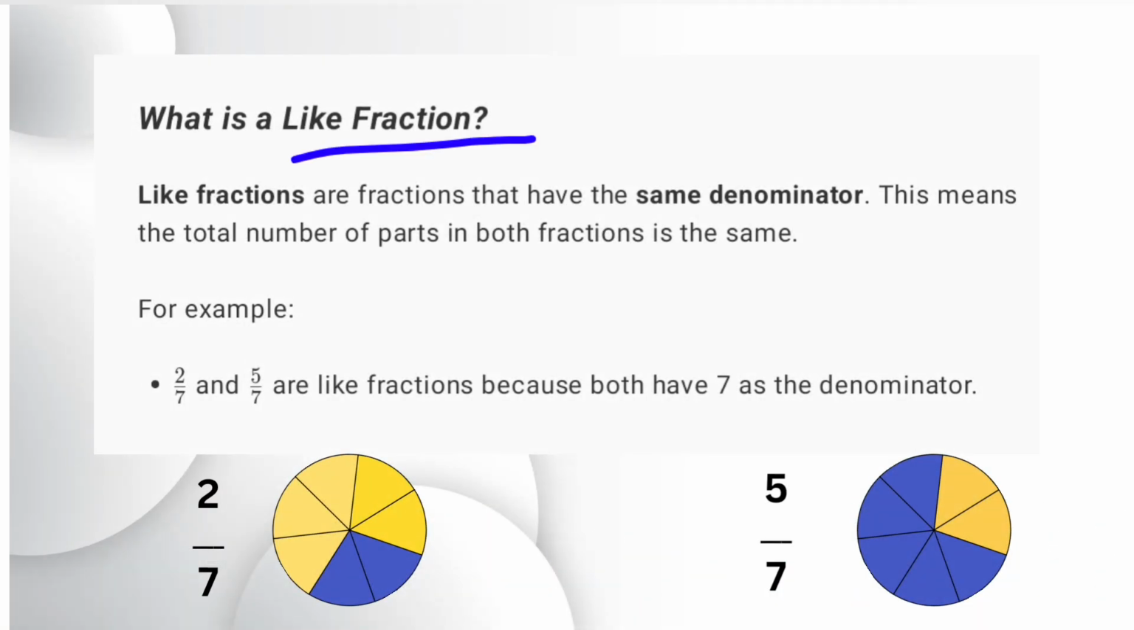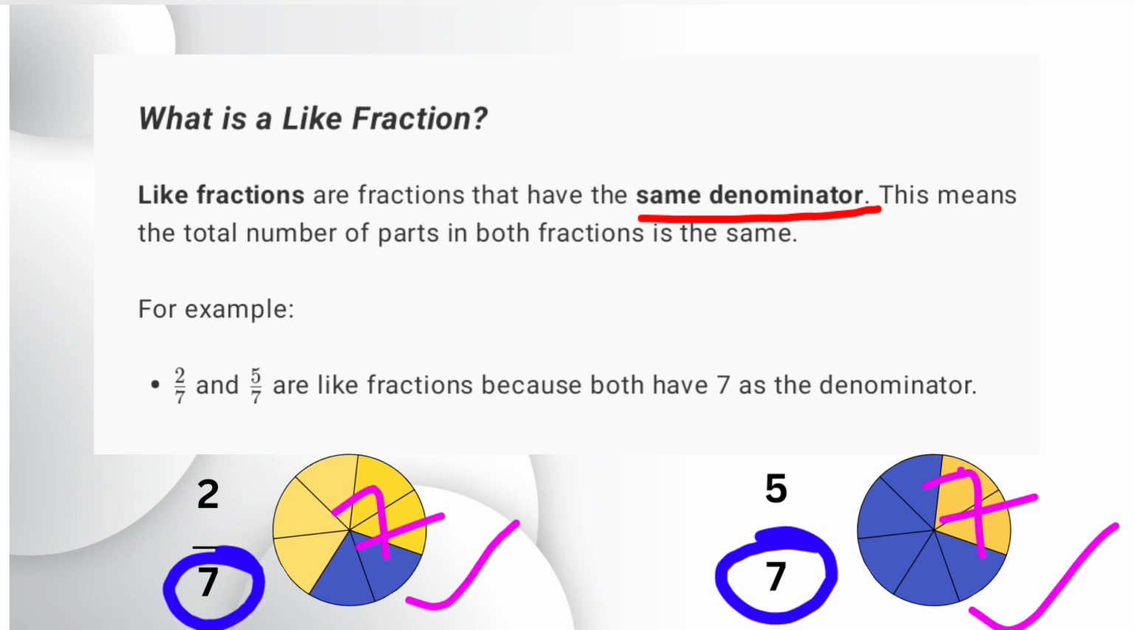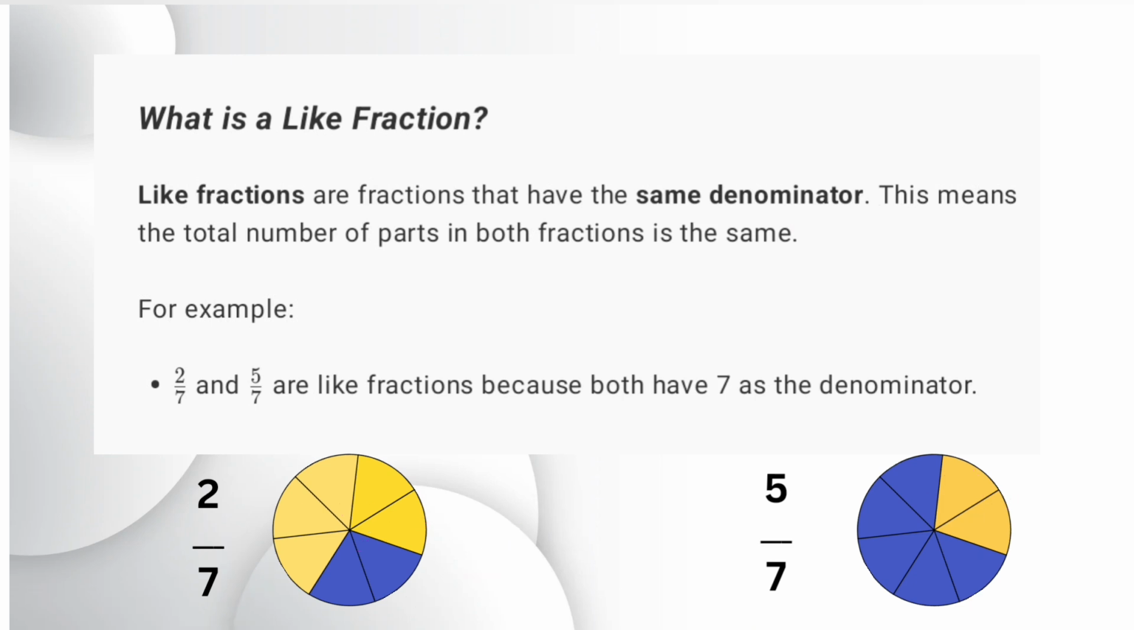Okay, here like fractions are fractions that have the same denominator. This means the total number of parts in both fractions is the same. Here we have to consider two or more fractions and compare them whether they are like or unlike. Okay, here in this example you can see 2 bar 7 and 5 bar 7 are like fractions because both have 7 as a denominator. Here two different figures, two different images, but both have 7 as denominator.